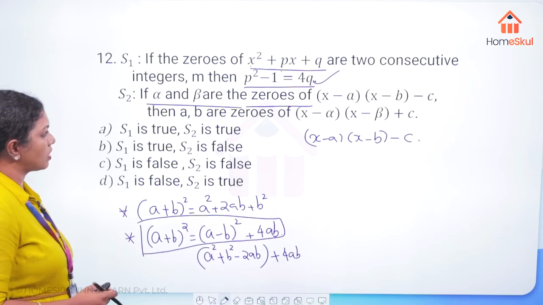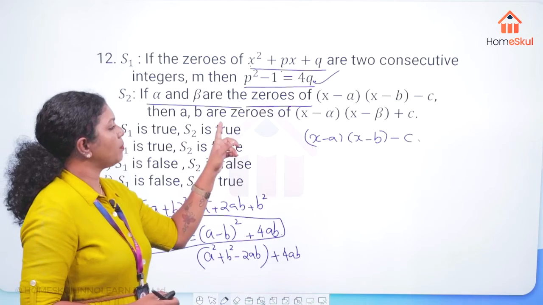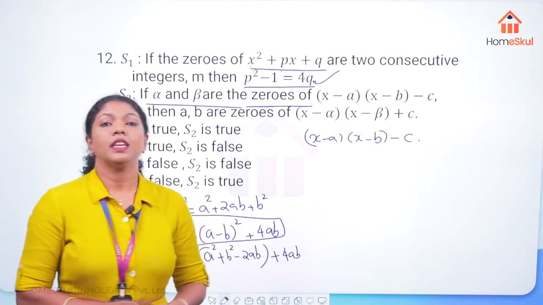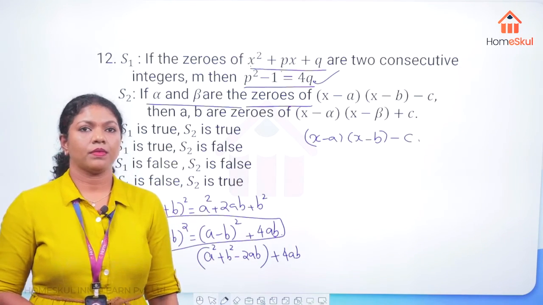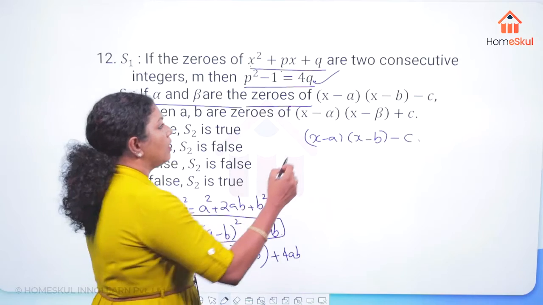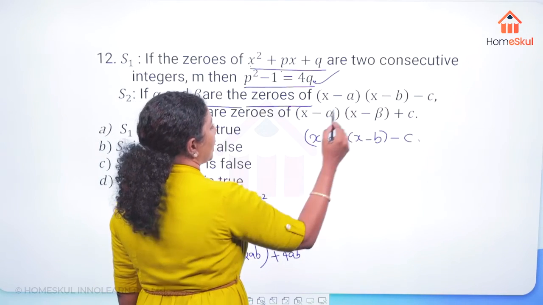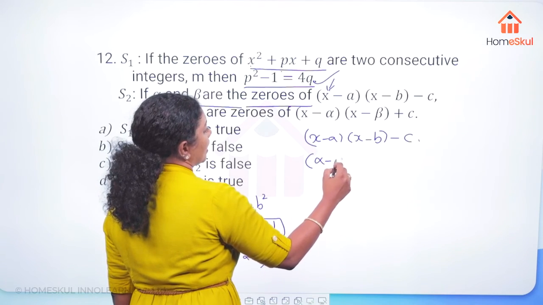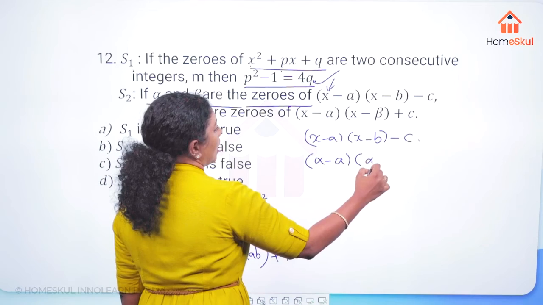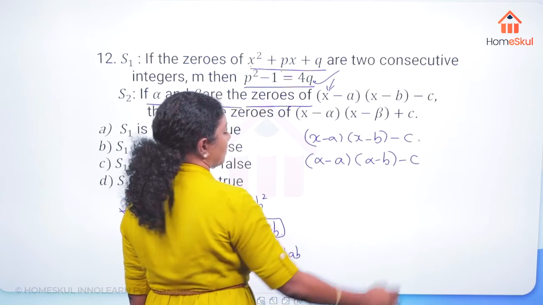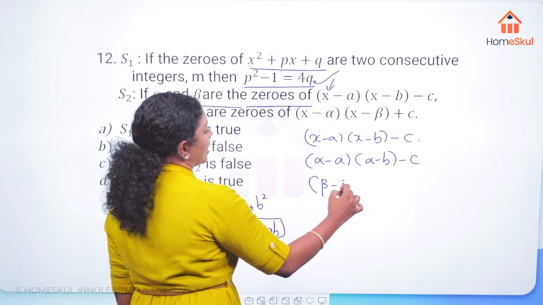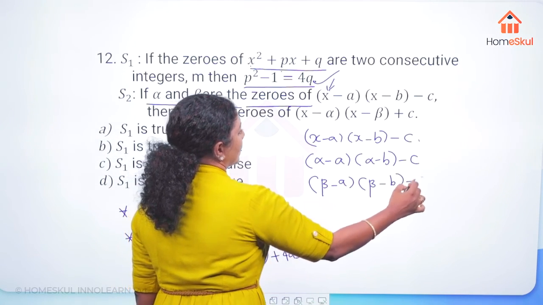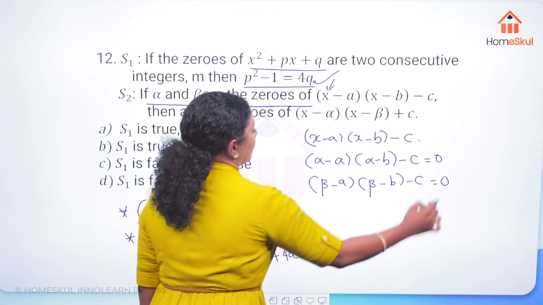Alpha and beta are the zeros. Now, a and b are zeros of x minus alpha into x minus beta plus c. That's what we need to find out, or we need to check that one. What is the meaning of x minus a into x minus b minus c? That means if alpha and beta are the roots, you can write alpha minus a into alpha minus b minus c, also beta minus a into beta minus b minus c. This will be equal to 0.